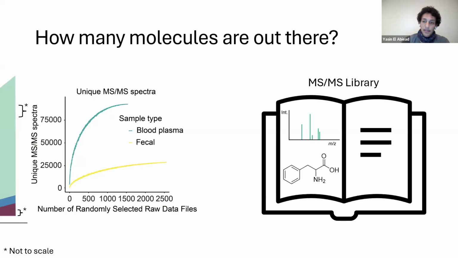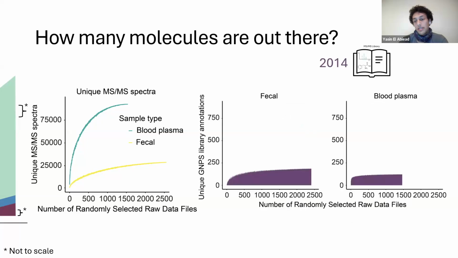And then we tried to annotate the clusters that we got in this way. For that, we used our GNPS library, which also allowed us to stratify everything by the year of publication in the library. So when you do this with the fecal and the plasma data set, and you only annotate with the library entries that you had in 2014, you can see that this would be the amount of annotation you would get in this way.